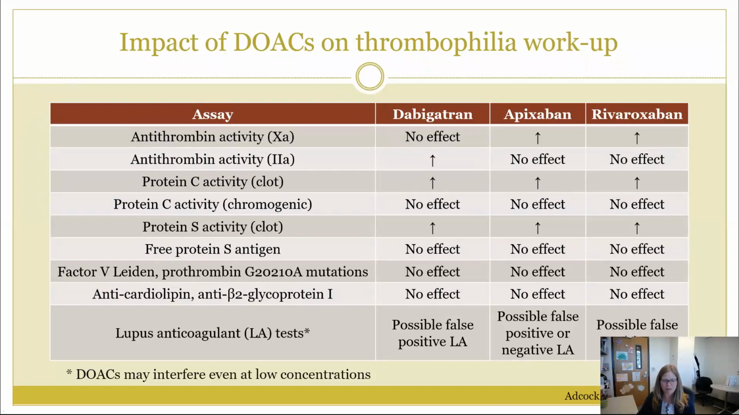Also worth noting, as I mentioned with the asterisks, is that for lupus anticoagulant testing, even at very low concentrations of these medications, DOACs may still interfere. And so there's not really a safe threshold that has been determined, such that if your DOAC is above or below this threshold, you are no longer susceptible to interference with lupus anticoagulant testing.